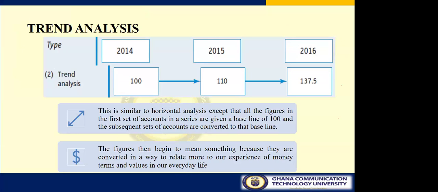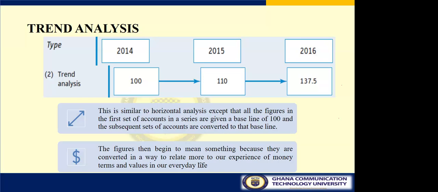So let's say 2014, we are using sales. The sales in 2014 is 100. That's the baseline, right? So in 2015, the sales increased to 110. In 2016, it increased to 137.5%. It means the sales is increasing.